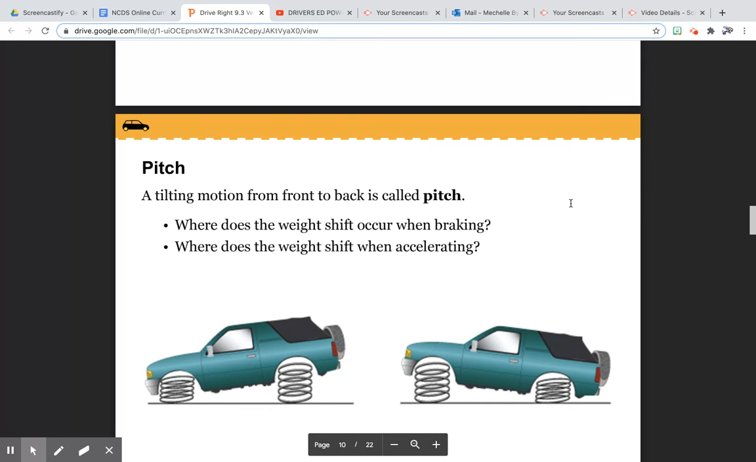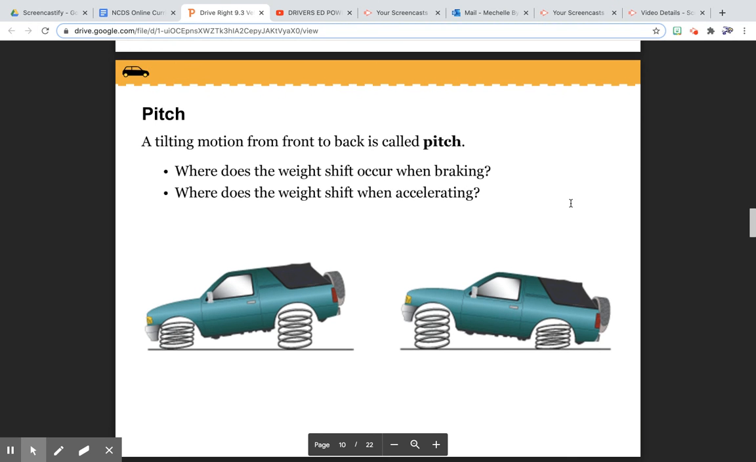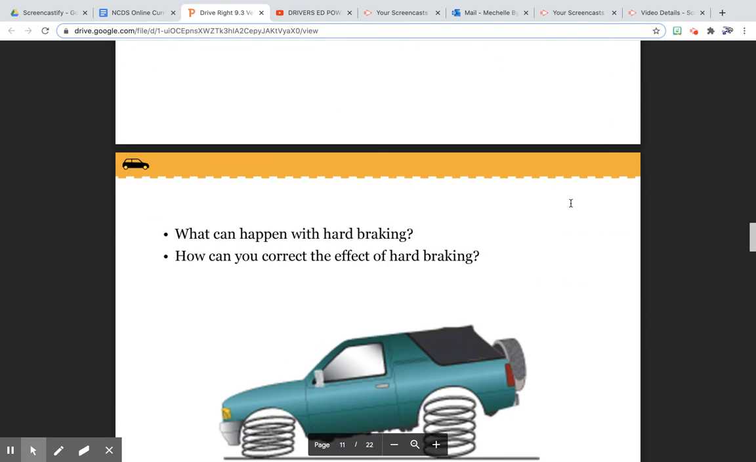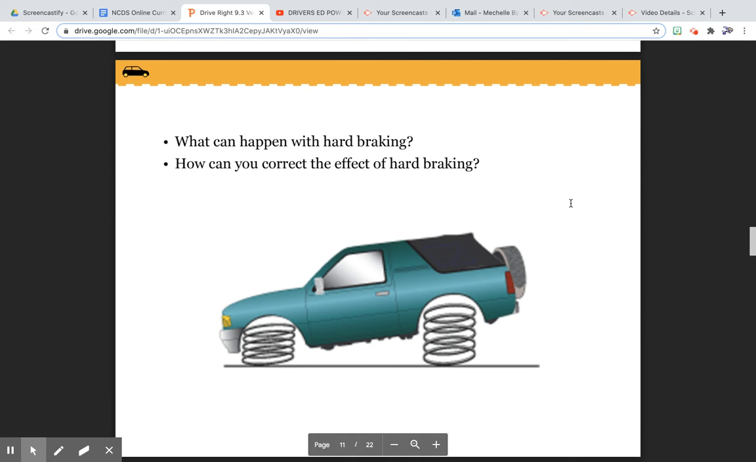Where does the weight shift occur when braking? Where does the weight shift occur when accelerating? What can happen with hard braking? How can you correct the effect of hard braking?